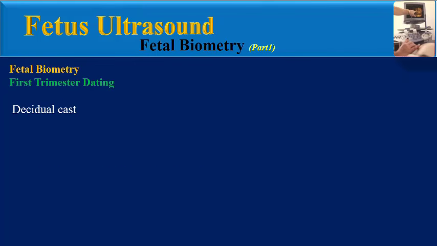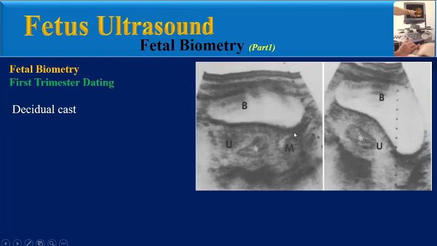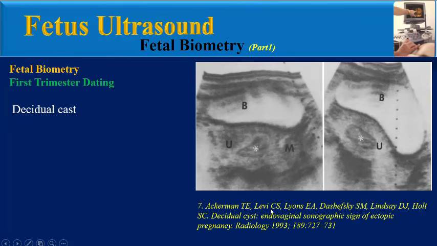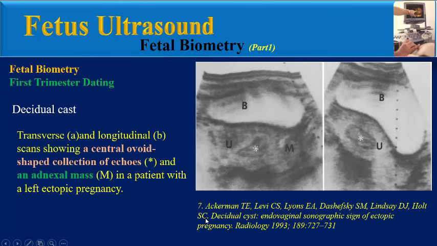Another differential diagnosis for intrauterine fluid collection is decidual cast. This image is from an old paper about three decades ago. This transverse and longitudinal scan shows a central ovoid-shaped collection of echoes and an adnexal mass in a patient with left ectopic pregnancy. This sign was previously named decidual cast, but nowadays is less commonly used.